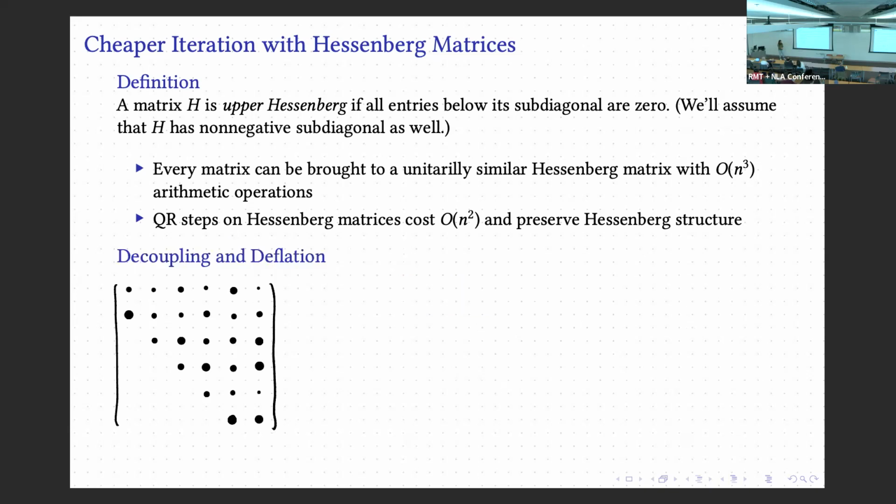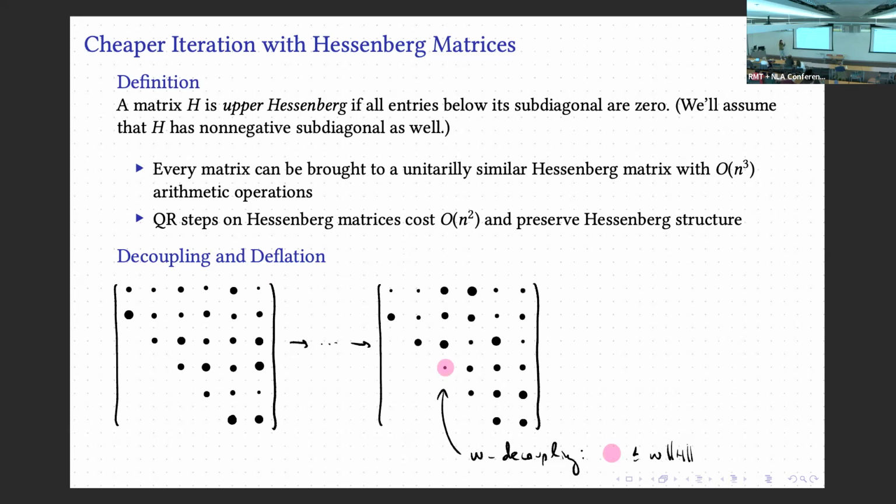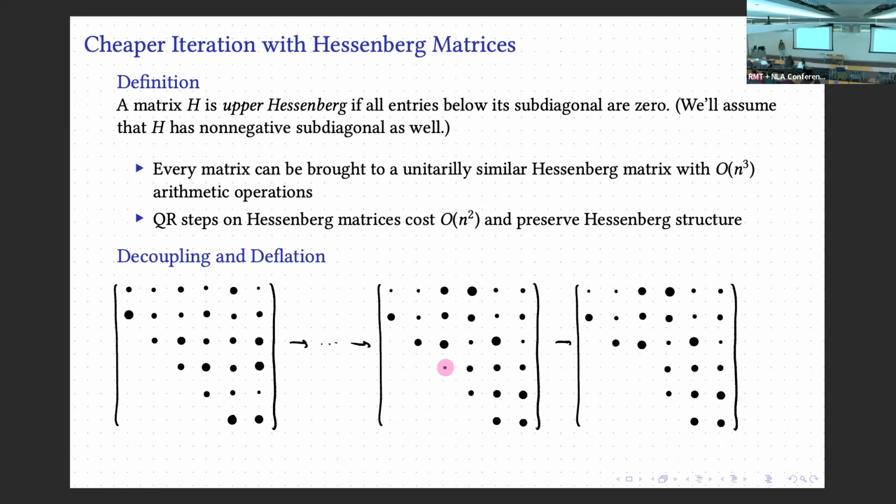So those are two nice things about Hessenberg matrices in the context of this algorithm. There's another nice thing, which is that it actually eases convergence in a particular way. Let's say that I start with the Hessenberg matrix and I start running the QR iteration, and we find that some subdiagonal entry is really small. Just to have some notation, let's say it's omega decoupled if some entry is less than omega times the operator norm of A. Well, if you get to this point, you can actually just zero out that entry.